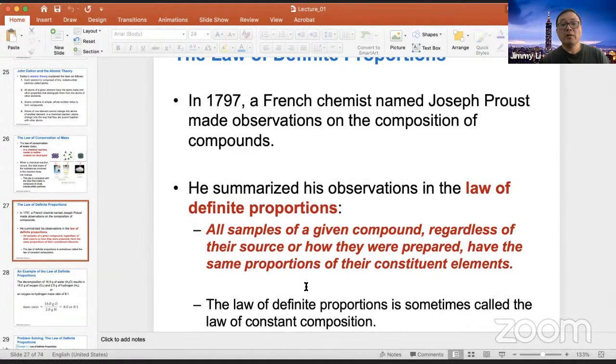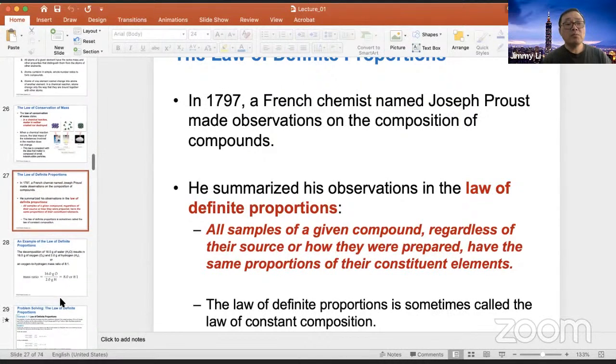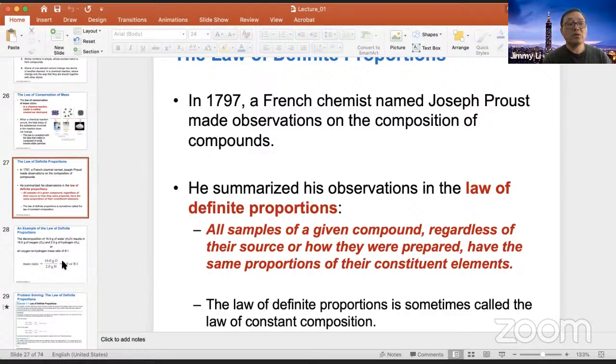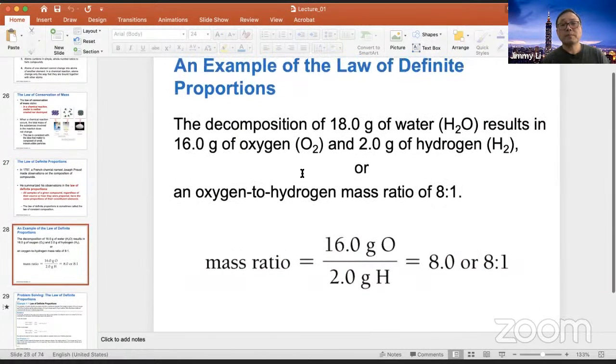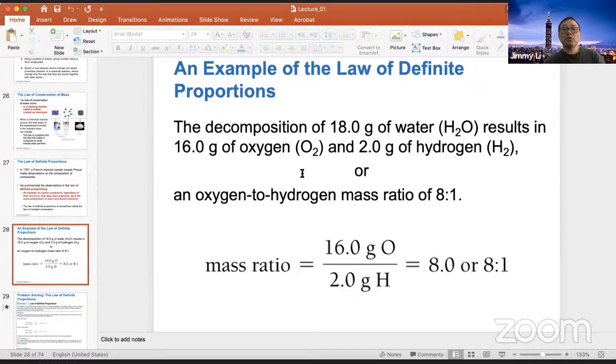Okay. The law of definite proportion is sometimes called the law of constant composition. They have a constant composition. So remember, a compound has a fixed composition. That is the main difference between a compound and a mixture. Here is an example of the law of definite proportion.